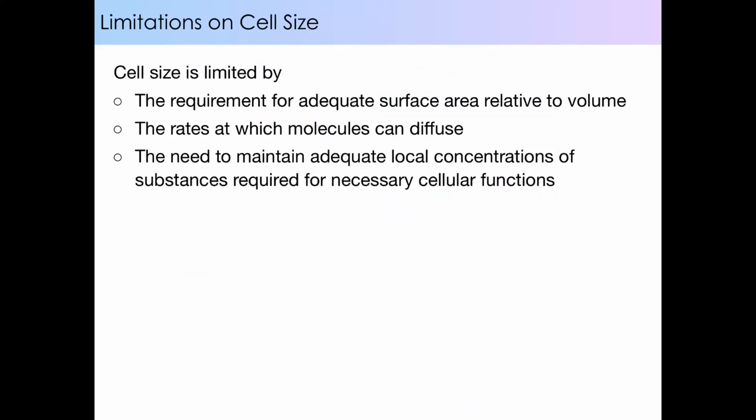There are several reasons why cells are small. These include the need to maintain an adequate surface area to volume ratio for the exchange of materials, the amount of time that it takes for molecules to diffuse, and the need to maintain the right concentrations of reactants and enzymes that are needed for cells to function.